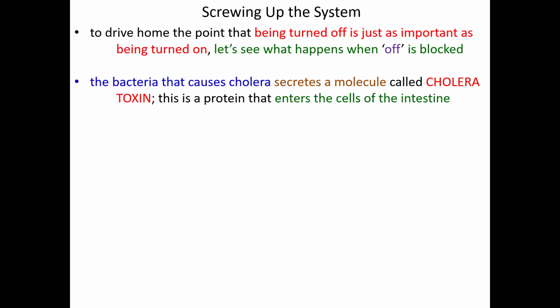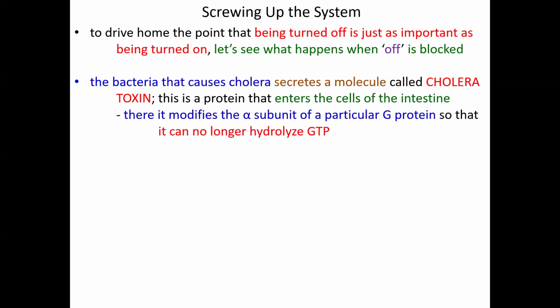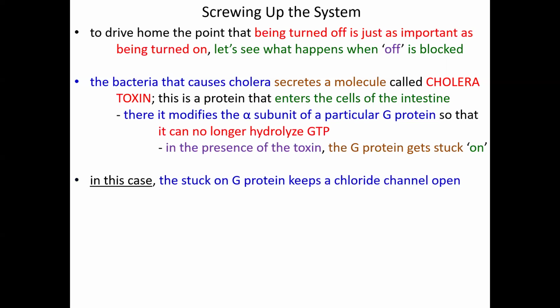The bacteria that causes cholera secretes a molecule that's called cholera toxin, not surprisingly. And this molecule enters the cells of the intestine. And when cholera toxin is absorbed by intestinal cells, it specifically modifies the alpha subunit of a G protein so that that alpha subunit can no longer hydrolyze GTP. In other words, that subunit remains stuck on in the presence of this toxin.